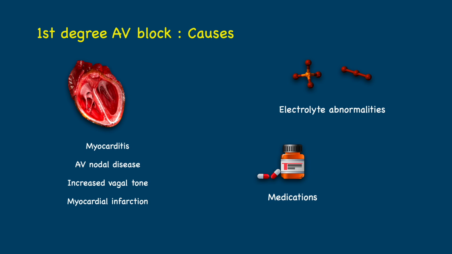Common causes of AV nodal disease include enhanced vagal tone, characteristically seen amongst athletes, myocarditis, acute inferior myocardial infarction, electrolyte disturbances, and medications. Common drugs associated with this are calcium channel blockers, beta blockers, and digoxin.